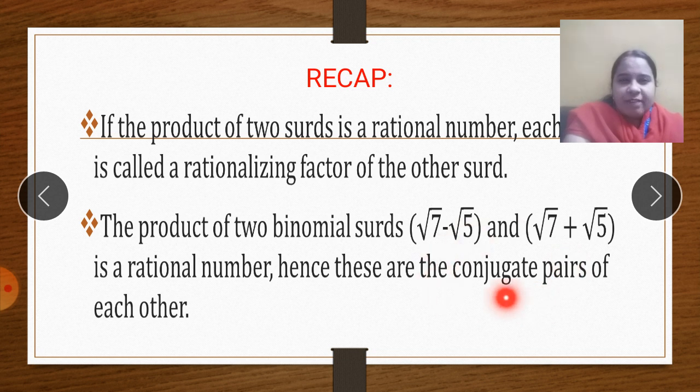Now, this is what I explained in the previous session. Conjugate pair means exactly the same numbers, see root 7, root 5, but with the opposite sign. If minus is given, its conjugate pair will be plus, and if plus is given, its conjugate pair will be minus. Okay. So, till here we have finished in the previous sessions.